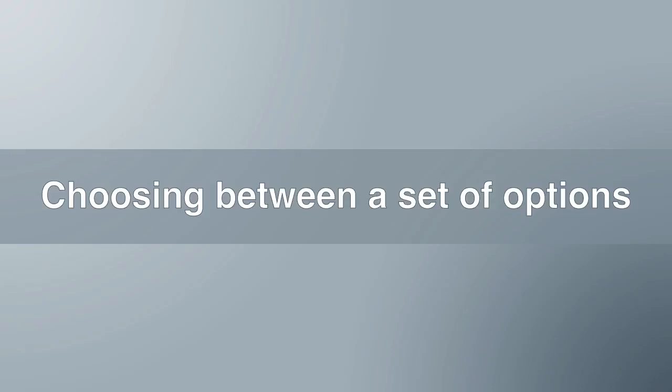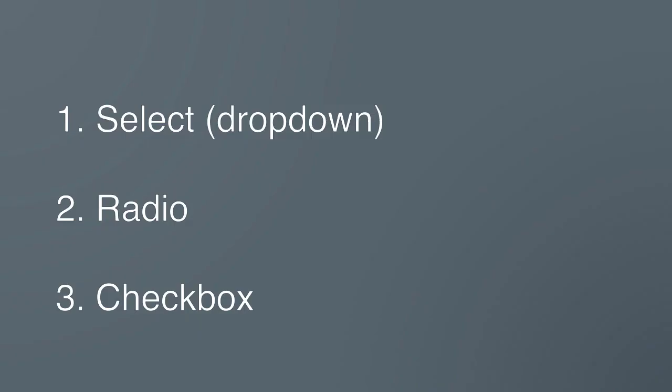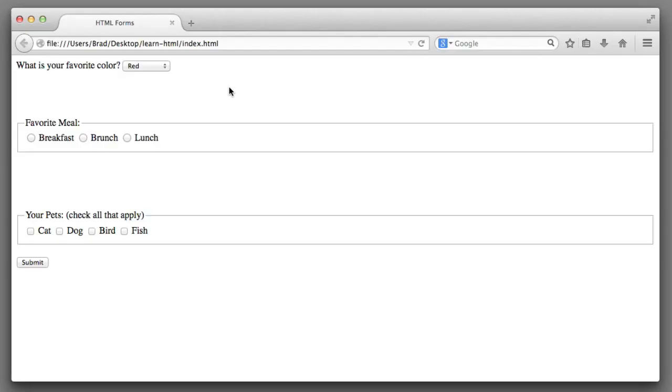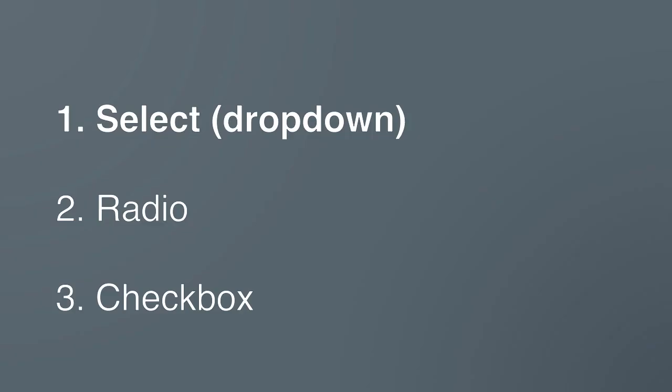In this lesson, we will learn how to create form fields which let users choose between a set of options. There are three different form field types that we will learn about in this lesson. Number one, the select or the drop-down box. So here we can see that in action. What is your favorite color? And if I click on this, it's a drop-down menu and I can choose between any of these options.